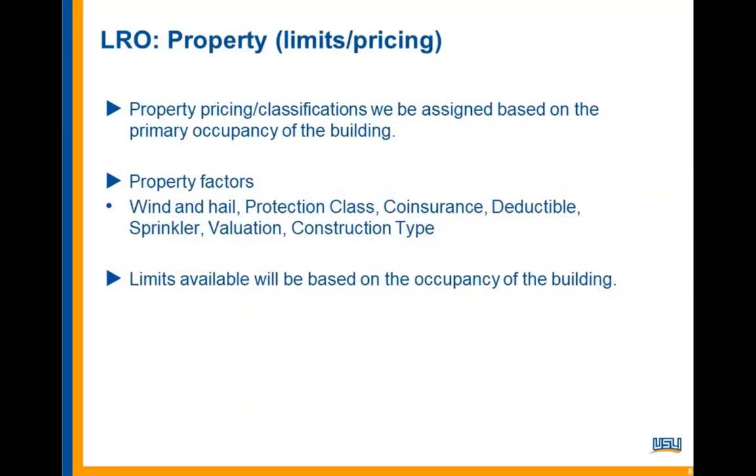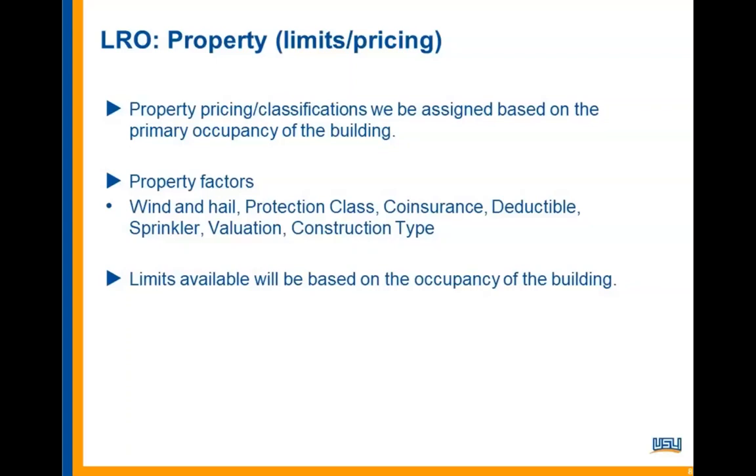If the building's located in a wind or hail-prone area, there's going to be a debit to the rate. Also, protection class, if it's in a protection class that's higher than a 6, the pricing is going to be a little bit more. We apply credits if they use higher coinsurance or higher deductibles, or if the building's 100% sprinklered, you're going to get a significant credit as well.